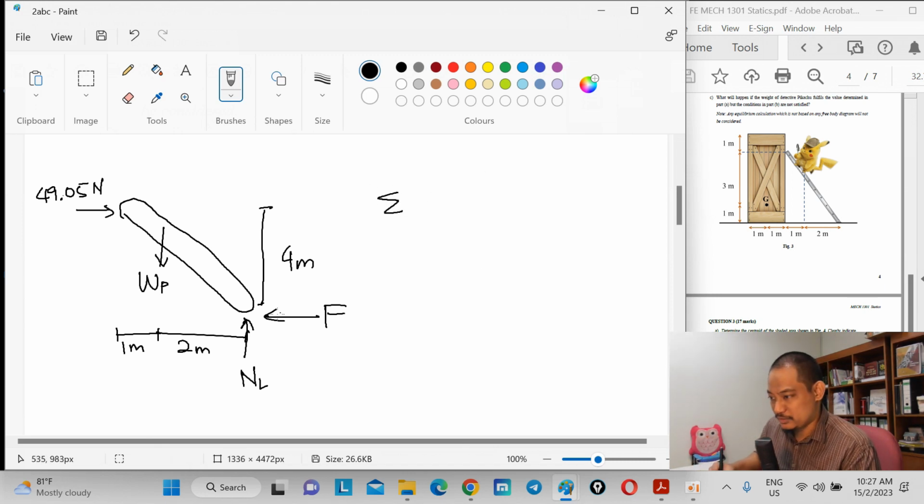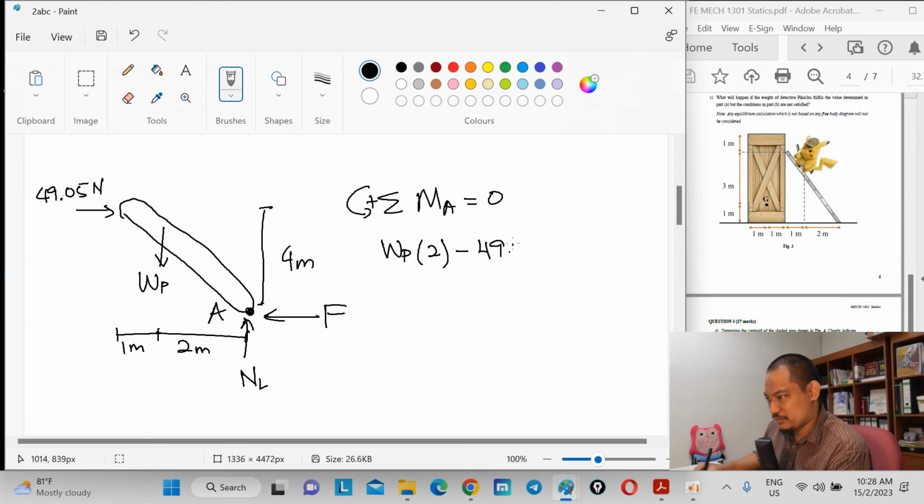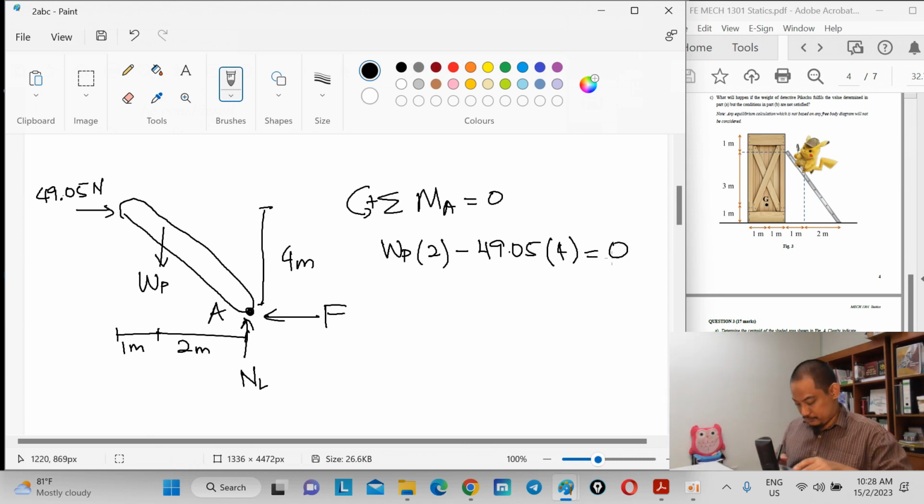So summation of moment about point A, let's say this is point A, is 0. Let's take counterclockwise positive. So we have WP times 2 minus 49.05 times 4 equal to 0. So WP equals 49.05 times 4 divided by 2. The weight of Pikachu is 98.1 Newton.